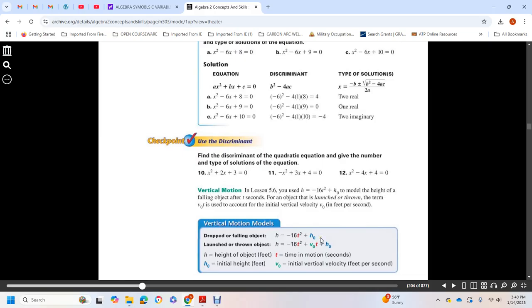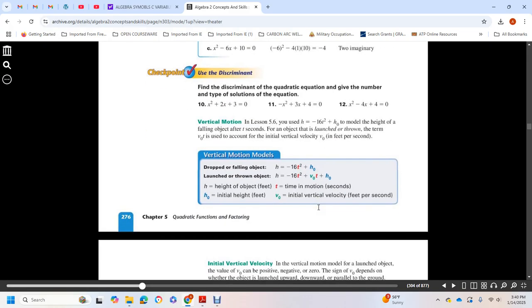Vertical motion. In lesson 5.6, you saw the height equation that we looked at: height equals negative 16 times t squared plus the initial height. In the model for a falling object, t is the time in seconds. For an object that is launched or thrown, the term v0 times t, where v0 is the initial vertical velocity in feet per second, is used to account for the initial vertical velocity.